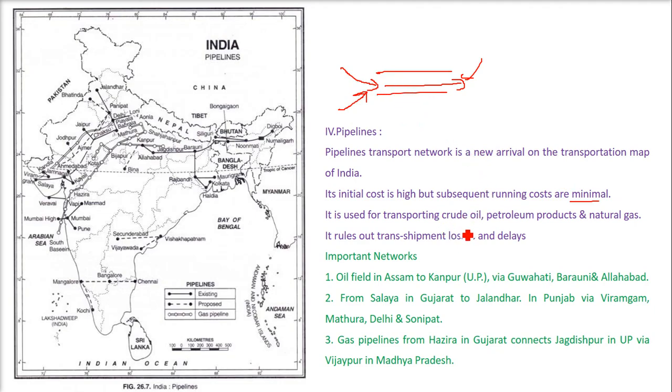So it is used for transporting crude oil, petroleum products and natural gas. And one more thing is there, whenever we have, say, a train, the content goes from the train to truck, and it goes to the final destination. So there are always the losses, that is the transshipment losses and the delays. In pipelines, we don't encounter any kind of, or very minimal kind of, losses and delays.